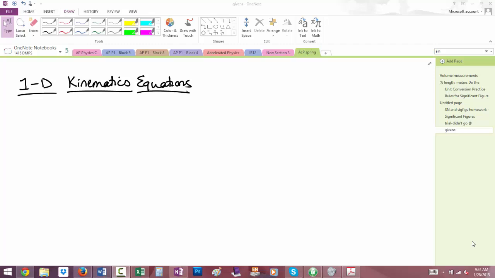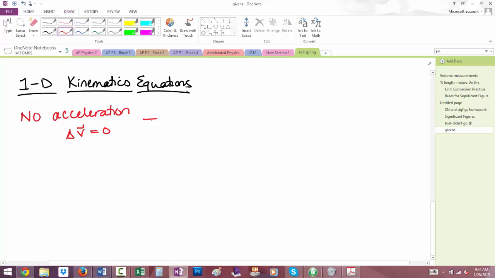Okay, so one-dimensional kinematics equations. There are kind of two cases that we're going to deal with. Case one is when there is no acceleration. So that means that the change in velocity is equal to 0. In that situation, there's one equation that is appropriate, and that's the one that we learned last time we were together: velocity is equal to displacement over time.